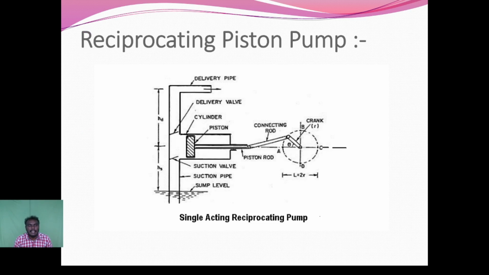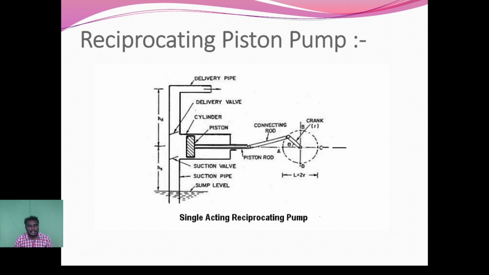Next, this is a line diagram of a single acting reciprocating pump. What is the construction? It has a suction pipe and suction valve, and on the other side a delivery pipe and delivery valve, cylinder, and piston. The cylinder is known as the chamber. Then the piston rod, connecting rod and crank. In the initial state, both the suction valve and delivery valve are closed.